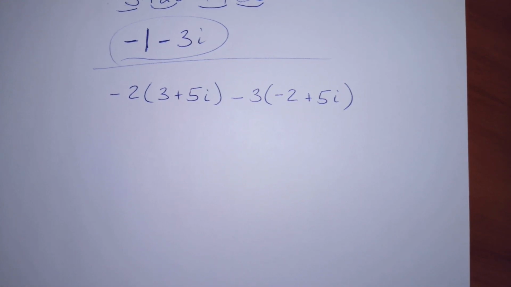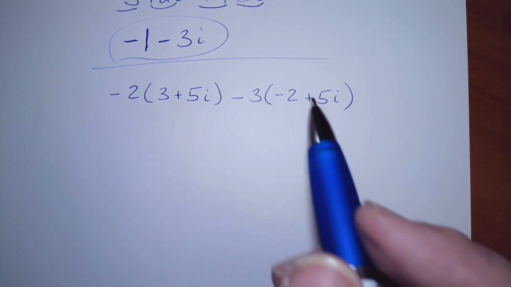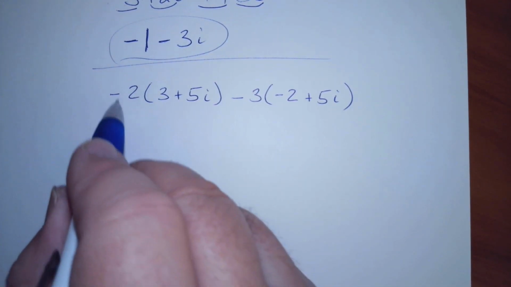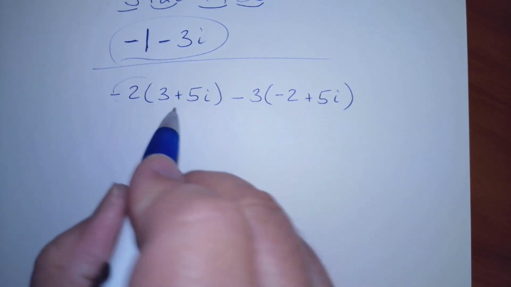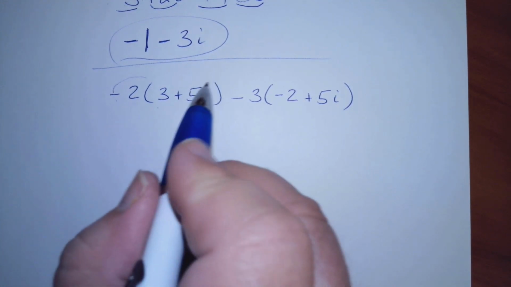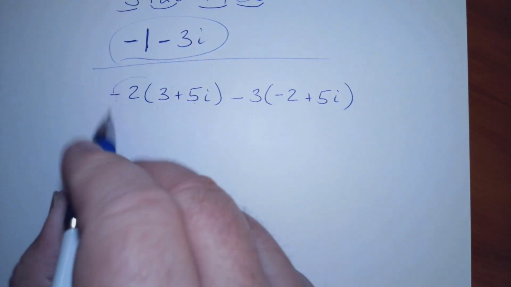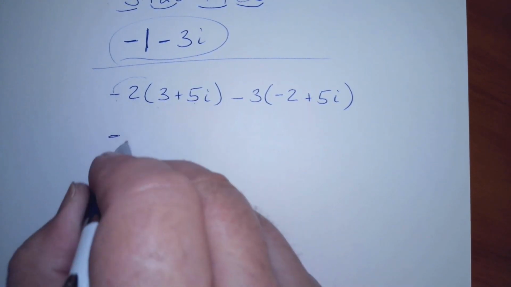Okay, we have a subtraction problem again, but we have coefficients. We have to get rid of the coefficients first. Negative, again, remember, when you have a negative, these are going to change. Let's see how. Negative times positive is a negative. 2 times 3 is 6.